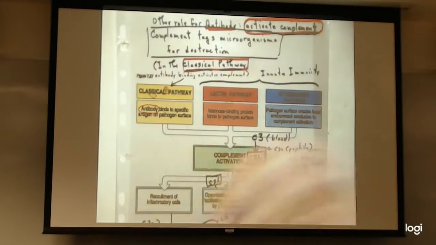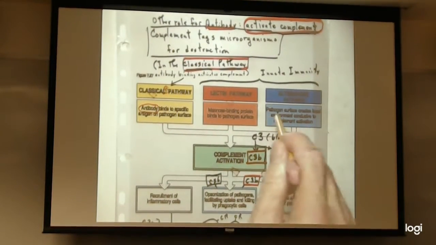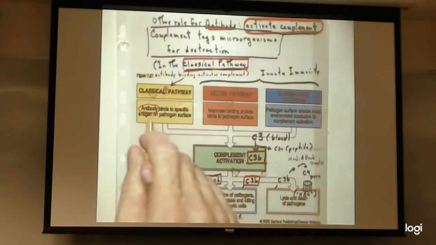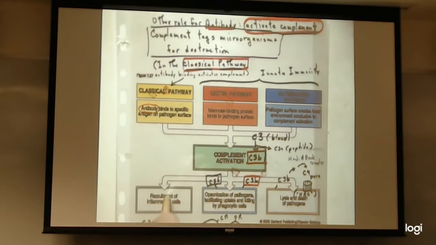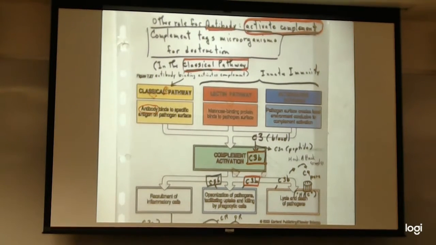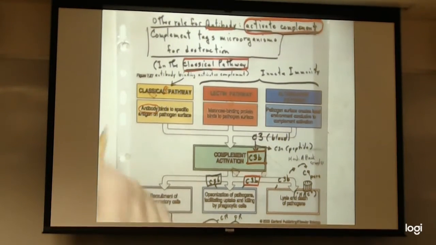But even once we're fighting with antibodies, we continue to activate complement, this time based on the antibodies that are being produced. So antibodies bind to the surface of a bacteria or infected cell or something like that, and induce the activation of the complement cascade.